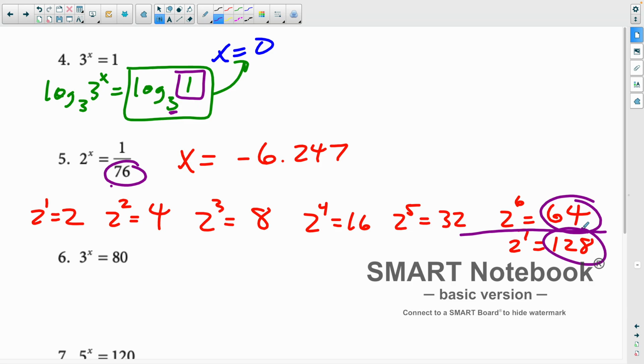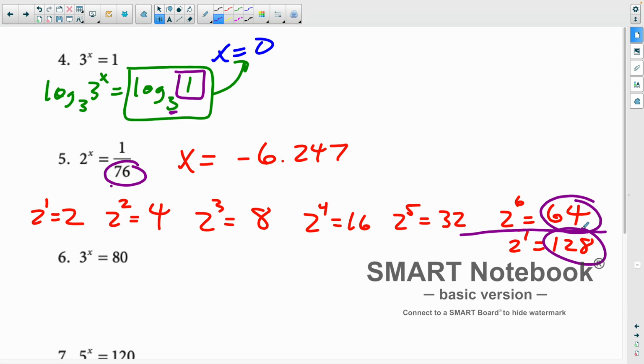Now, what's weird about that negative? I've got a negative here. Look at the problems that I asked you to do. Look at the ones that were negative and see if you can make a connection there. They're fractions. So where's this 76? It's in the bottom, in the denominator. So this is a fraction. Whenever we have fractions, we're getting negative exponents.